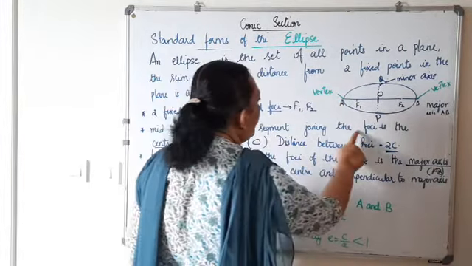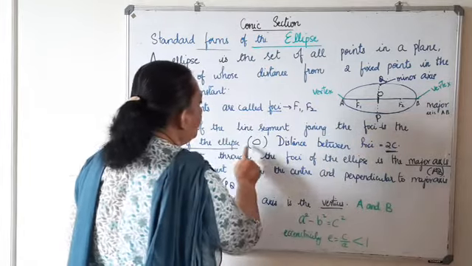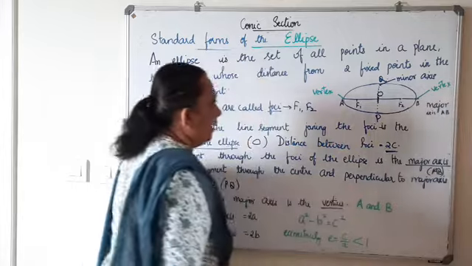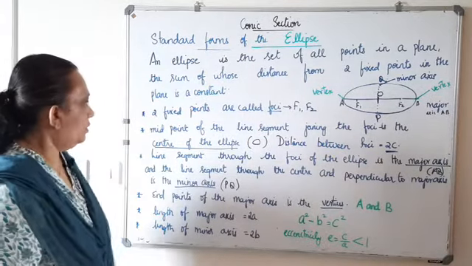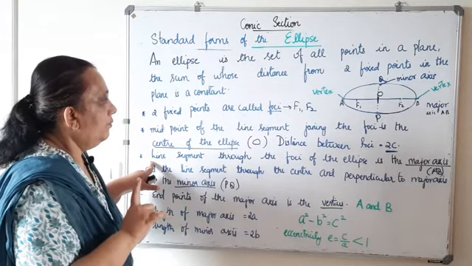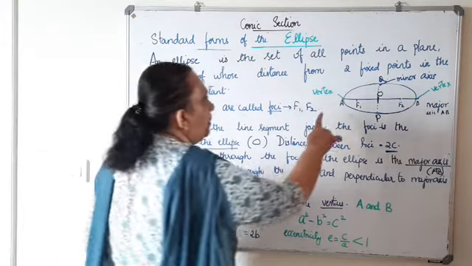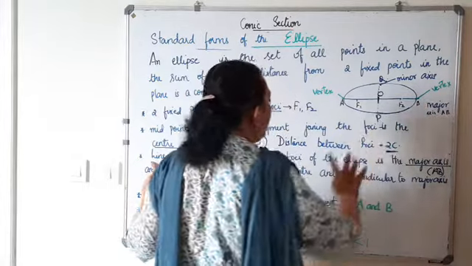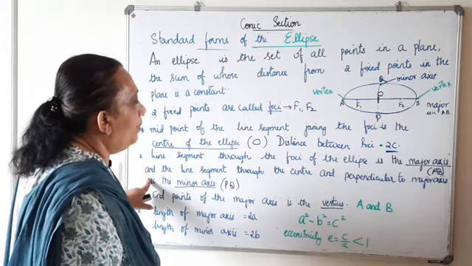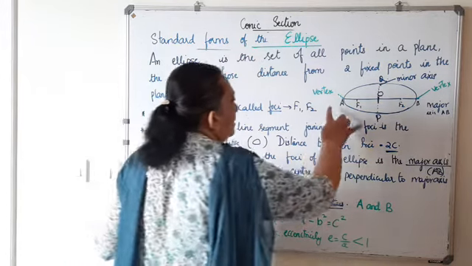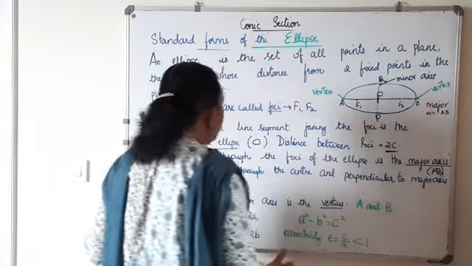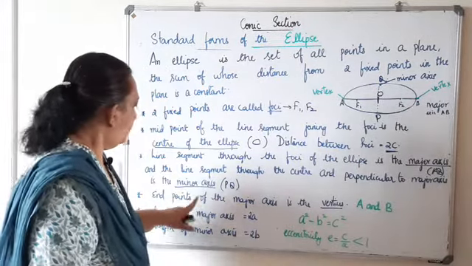The distance between the foci, F1F2, is equal to 2c. The line segment through the foci of the ellipse is the major axis AB, and the line segment through the center and perpendicular to the major axis is called the minor axis PQ.